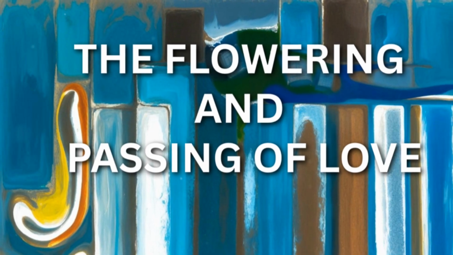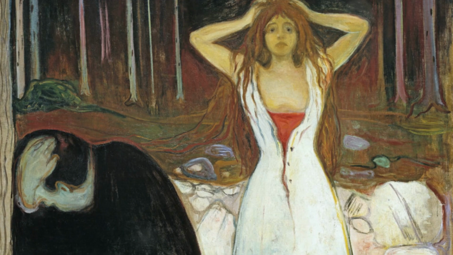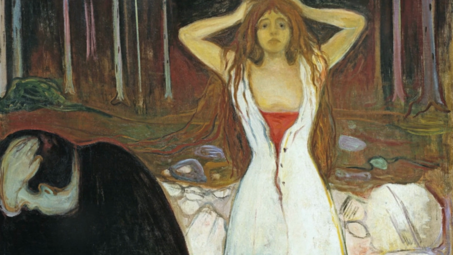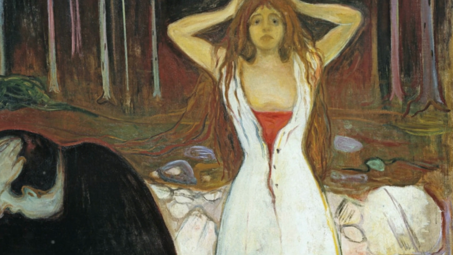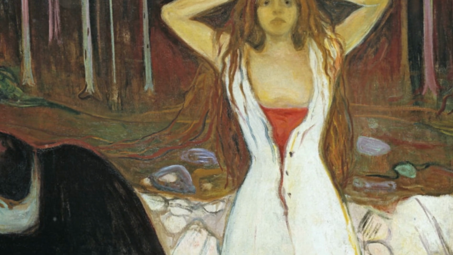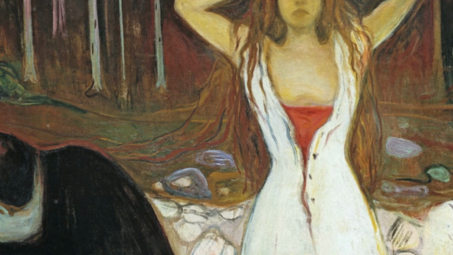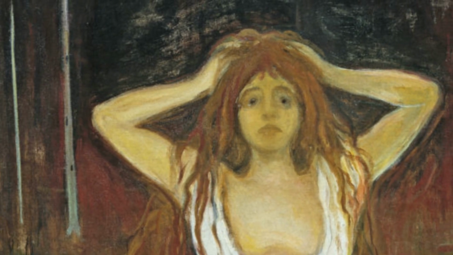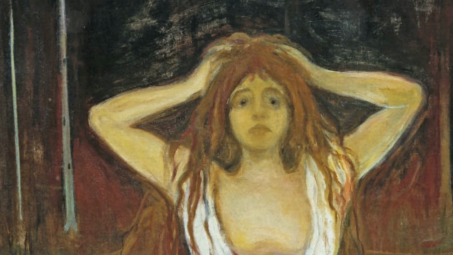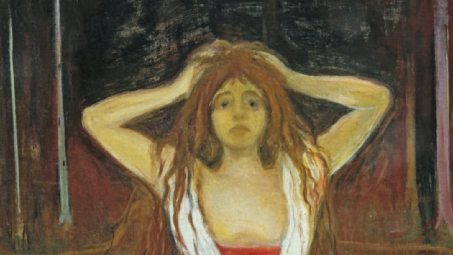In The Flowering and Passing of Love, emotional conflict takes over. Ashes shows a man sitting with his head lowered, while a woman stands beside him, expressionless. The surrounding colors, red, gray, and black, give the scene a feeling of heat and collapse. Munch presents the aftermath of a moment without defining its cause. The emotional distance between the figures is unmistakable.